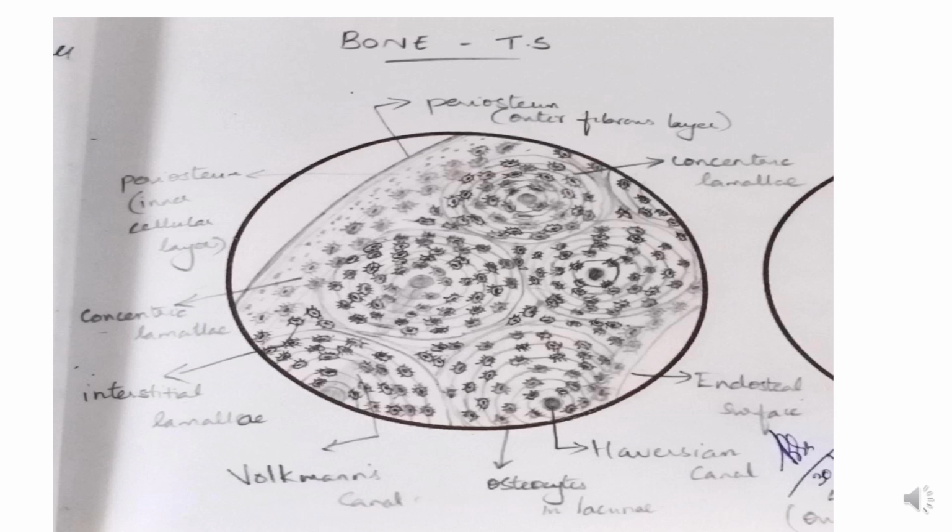So this is the transverse section of the bone. This is what you have to draw. Here you can see the outer fibrous layer of the periosteum, and the inner cellular layer of the periosteum. You can see the circumferential lamellae. Then these are the osteons. This is a central Haversian canal. Surrounding it you can see the concentric lamellae with osteocytes in it. In between the osteons you can see the interstitial lamellae. Okay.